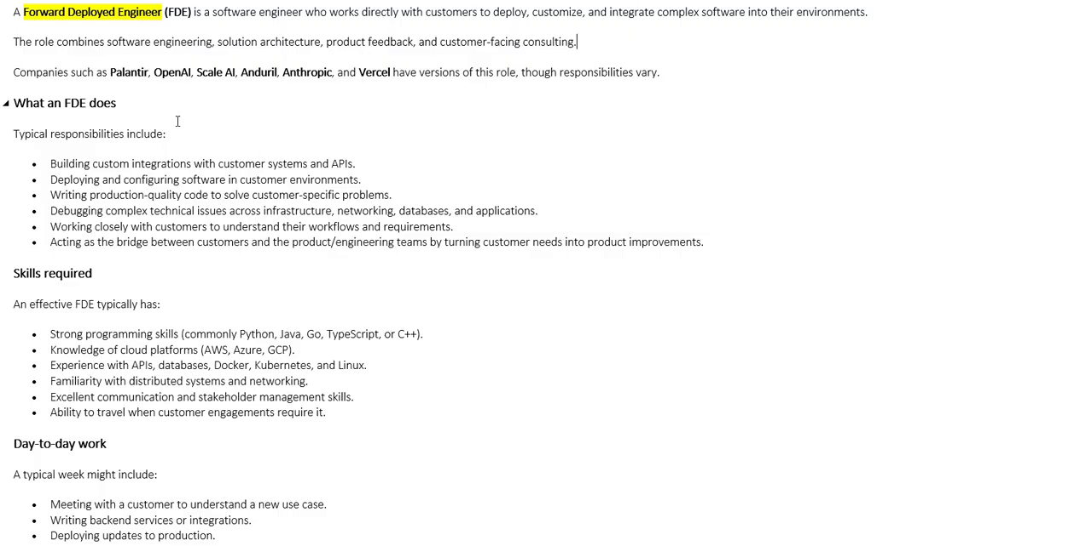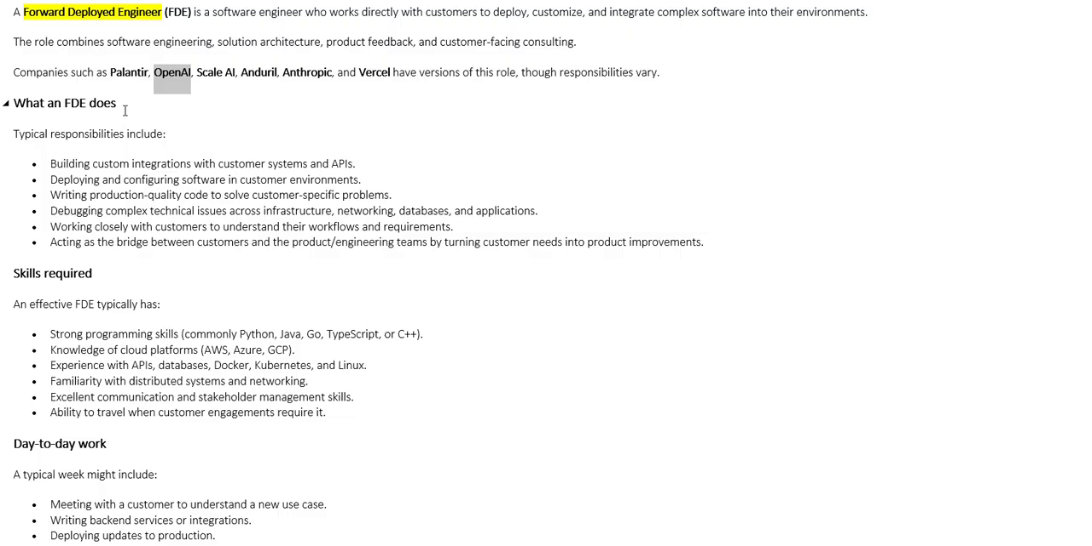So here are the companies mostly hiring for this FDE role. Anthropic is one of the AI companies, and OpenAI. The rest of the companies are also hiring right now.